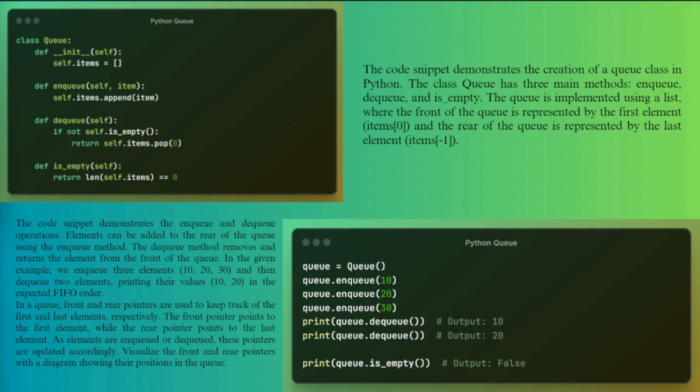Now we have the enqueue function, which appends the item to our items list. In the dequeue, we have if not self.isEmpty, we can pop that item. The isEmpty function returns whether the queue is empty or not. The code snippet demonstrates enqueue and dequeue operations.